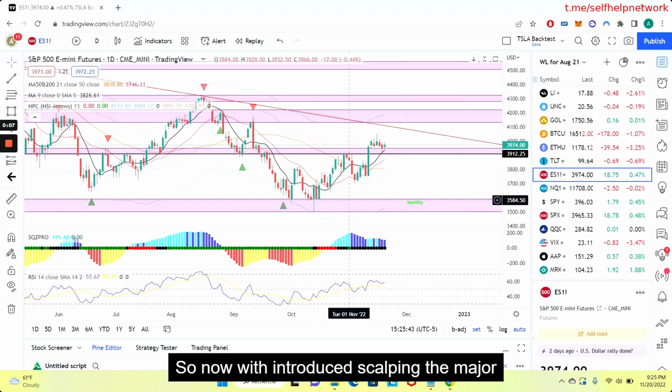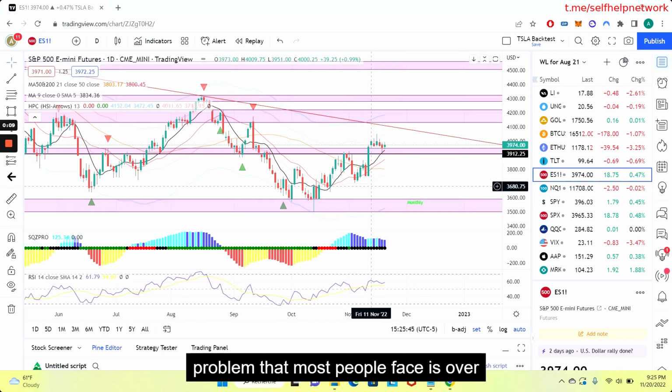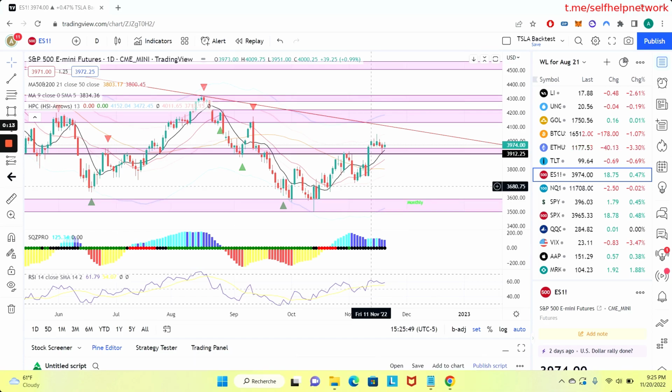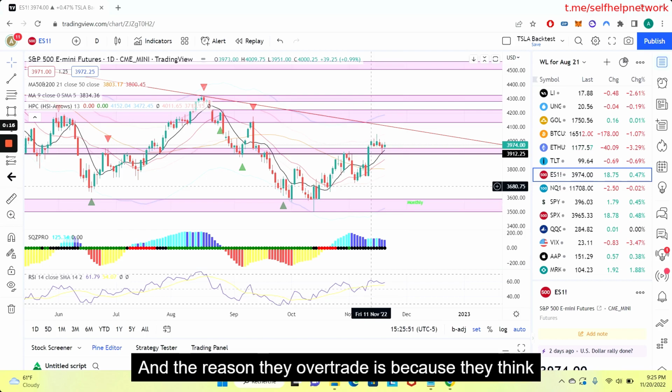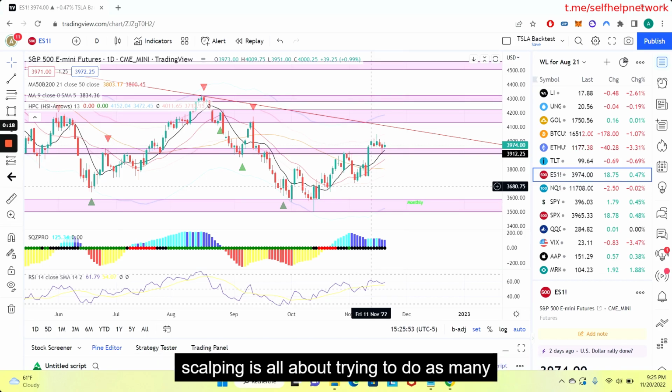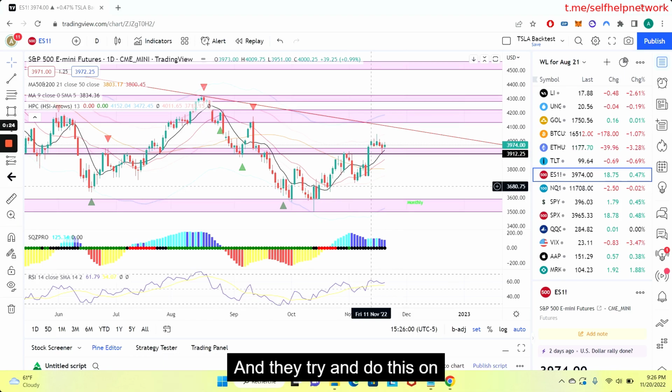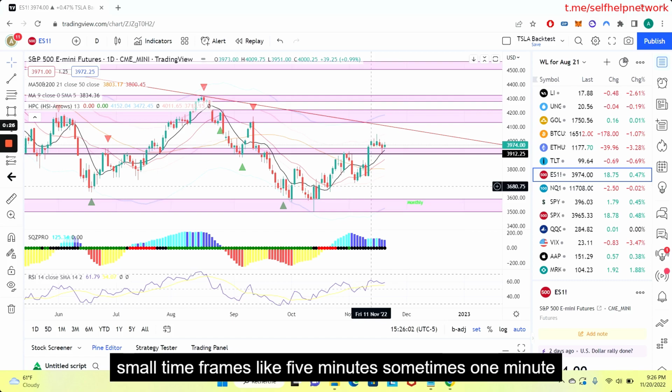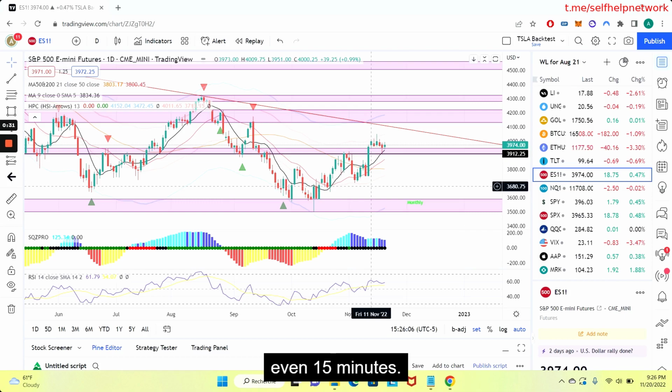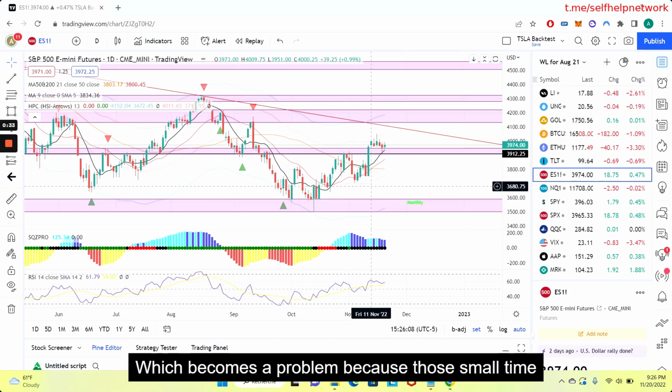So now with intraday scalping, the major problem that most people face is overtrading. And the reason they overtrade is because they think scalping is all about trying to do as many trades for a small amount of profit as possible. And they try and do this on small time frames like 5 minutes, sometimes 1 minute, even 15 minutes, which becomes a problem because those small time frames do have a lot of noise and you get a lot of fake out signals.